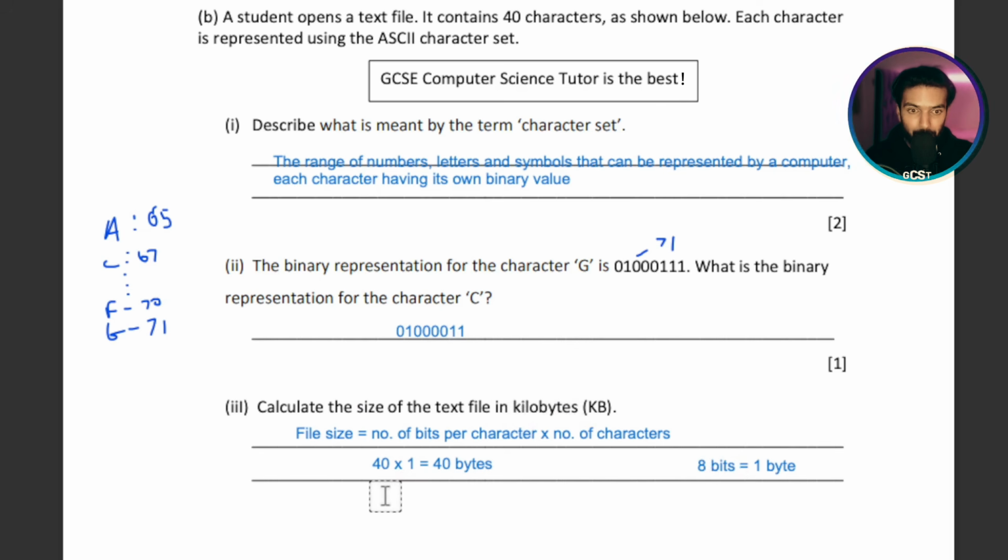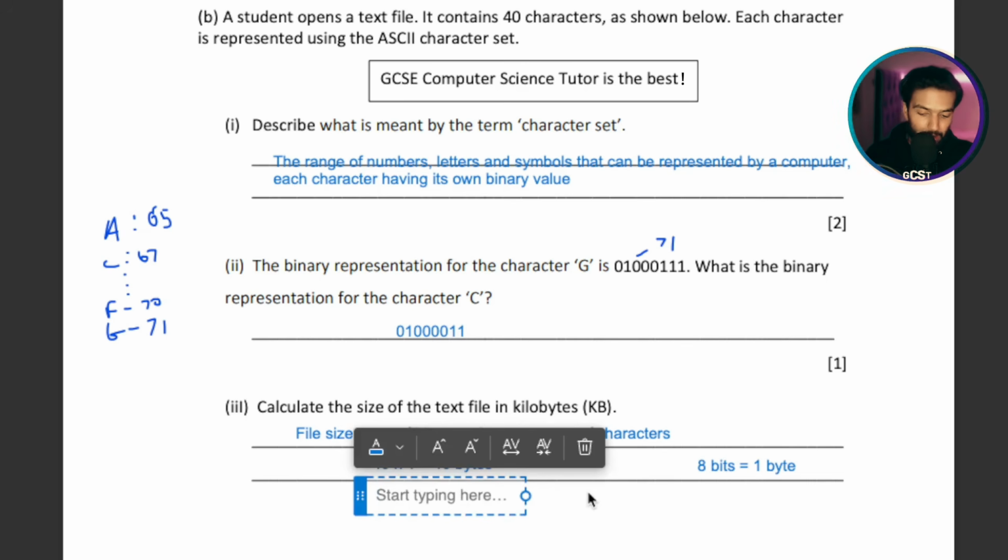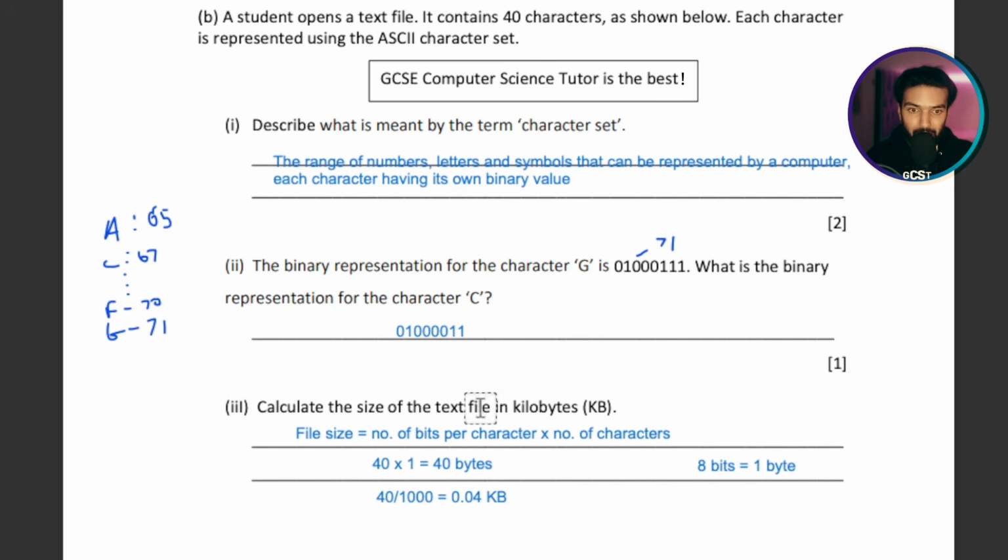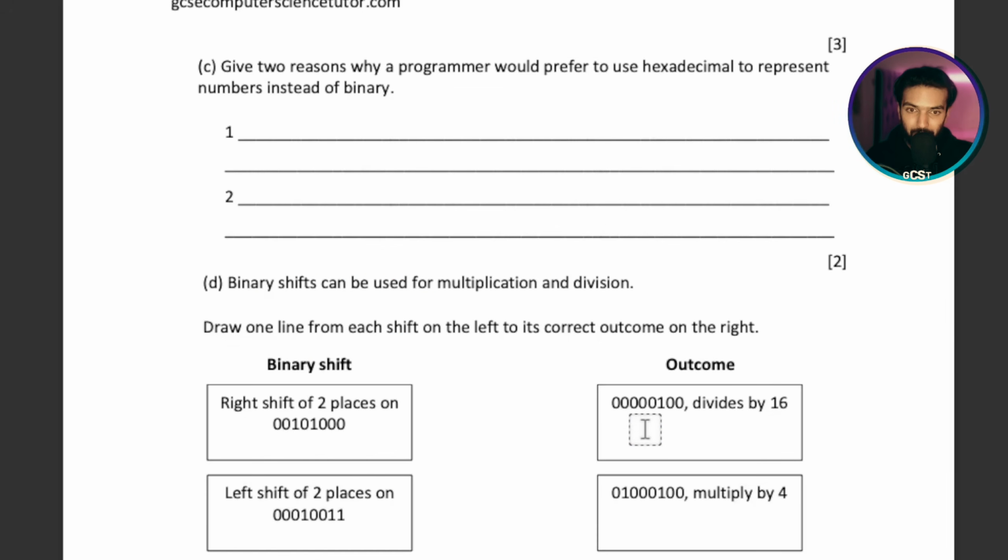Then we need to remember that to go from bytes to kilobytes, we have to divide by 1000, because we're going smaller. So we do 40 divided by 1000, which gives us a value of 0.04 KB. Now the main part is obviously remembering this formula. So yeah, cool. Let's move on to the next one.